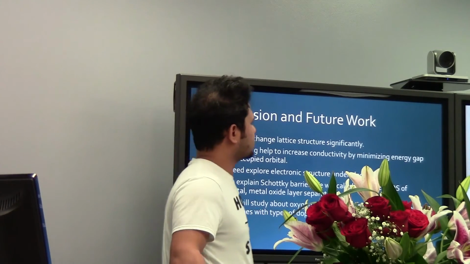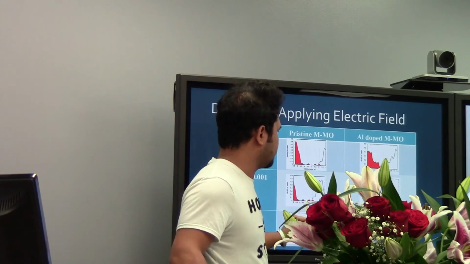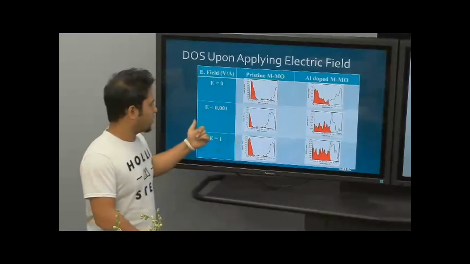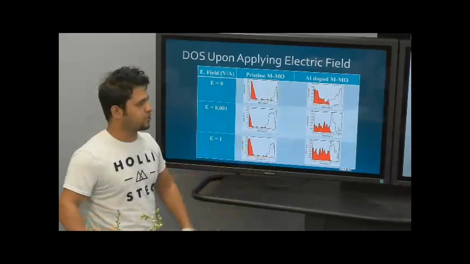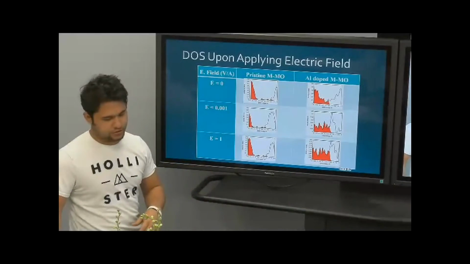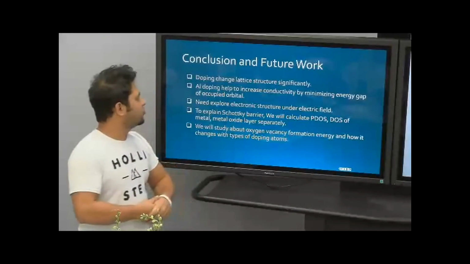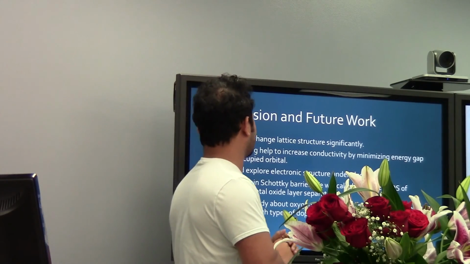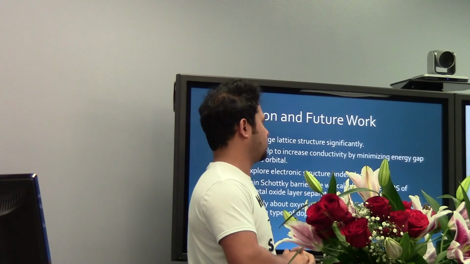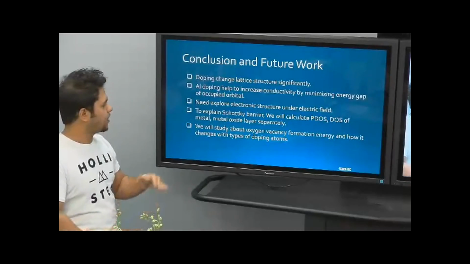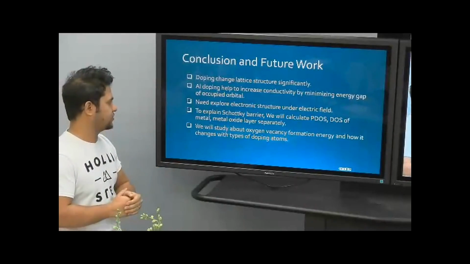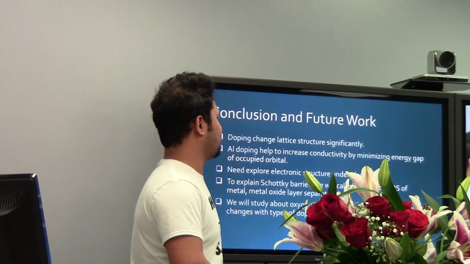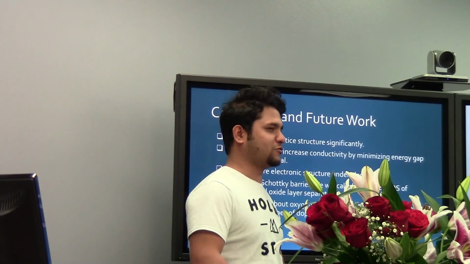So from this and the cross calculation, I can say that because of doping, under the electric field, the change in occupation number is huge. So doping can change things significantly, but the most important result is that doping increases the conductivity by minimizing the energy gap and increasing the occupation number in the higher states. I didn't do much work, so there is some future work to develop.